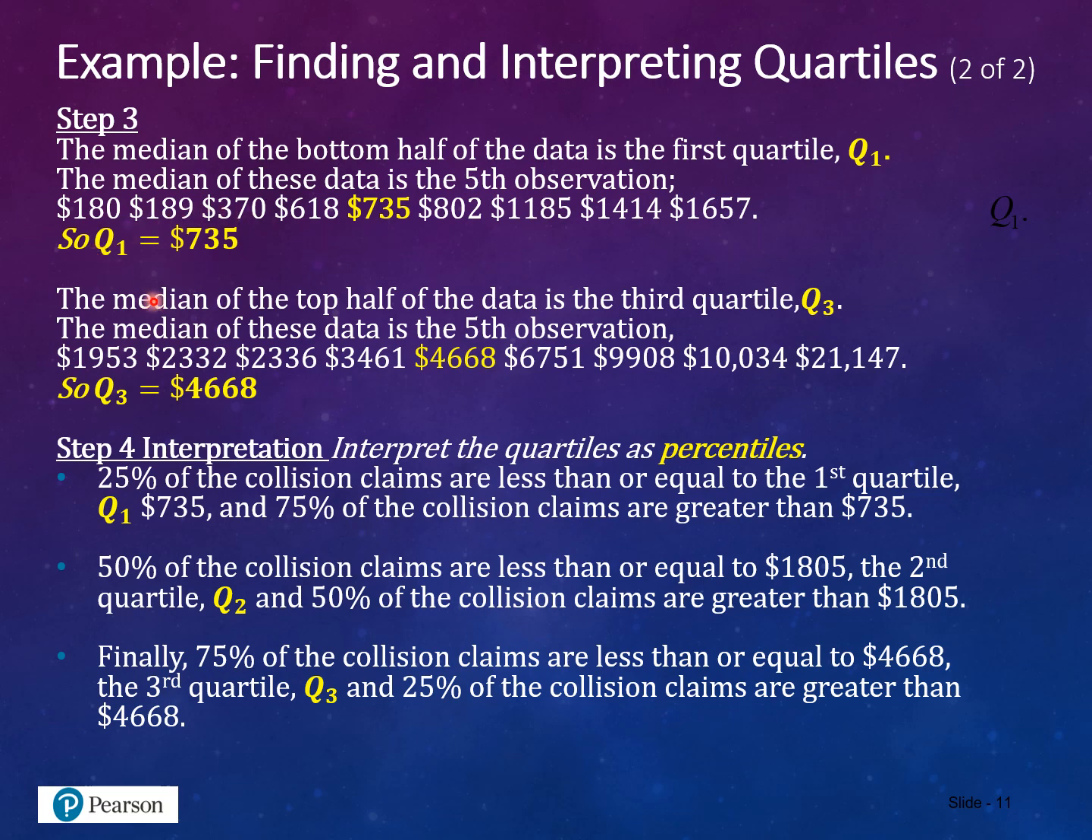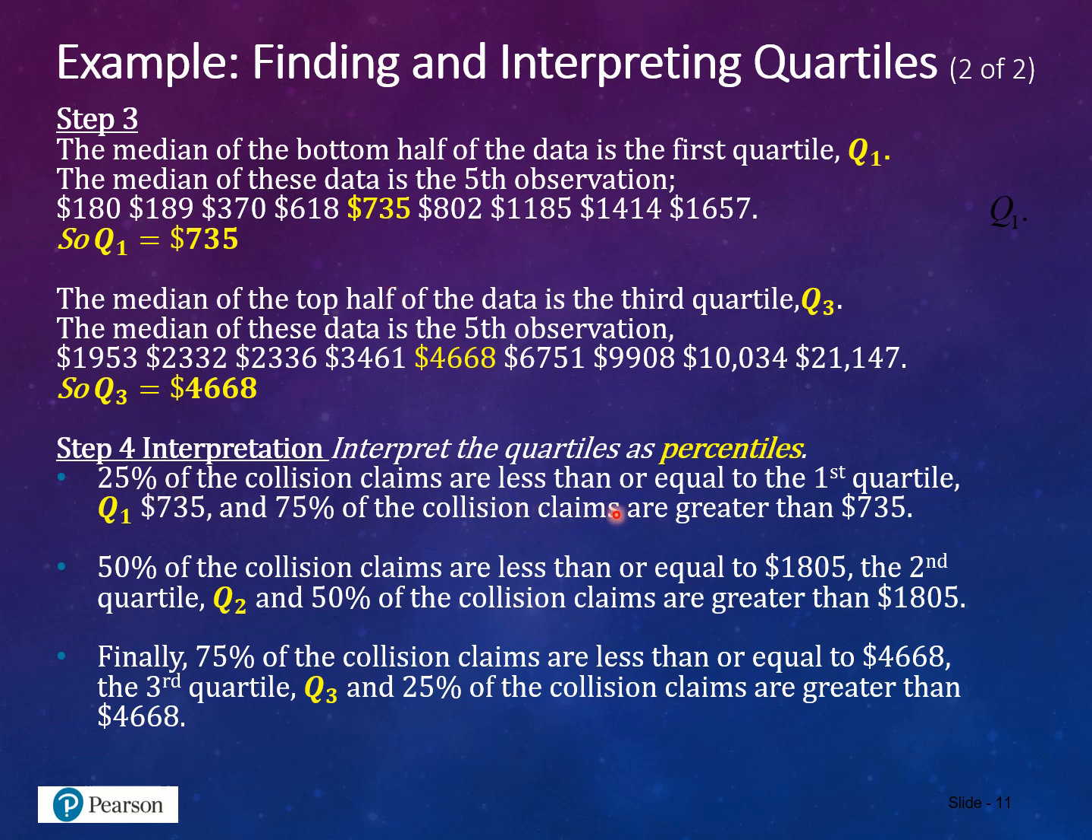We do the same thing with the top half of the data, which is quartile 3. Again, we have 9 observations, so we're going to look for the middle observation. This will be the median, and we get 4,668.